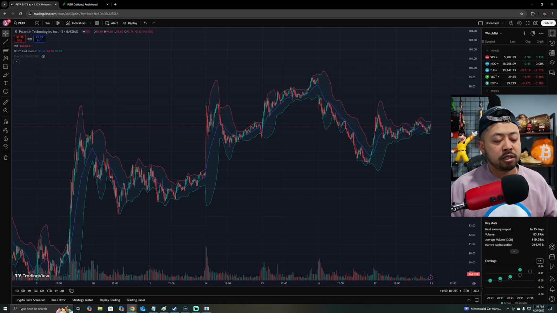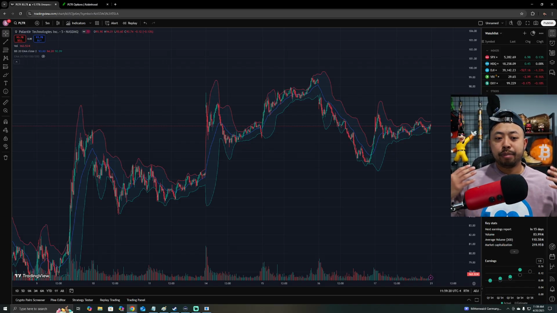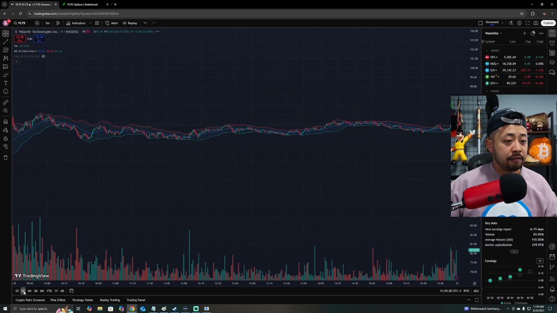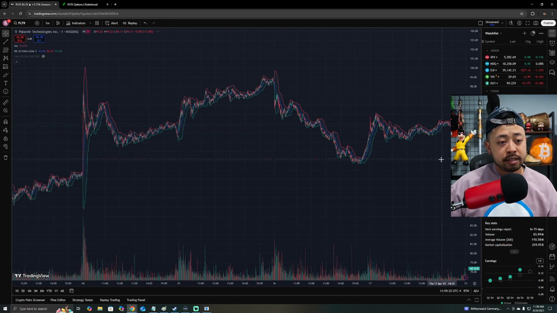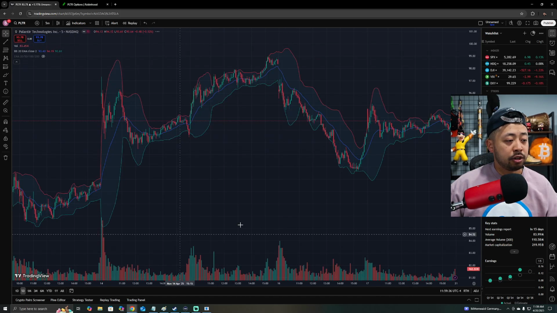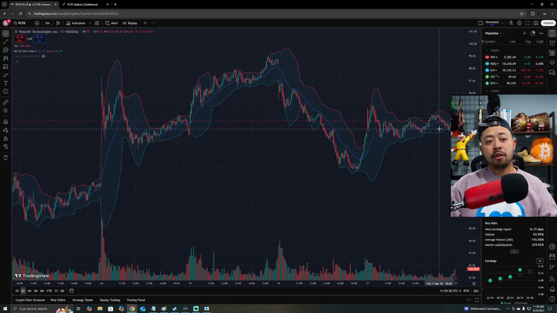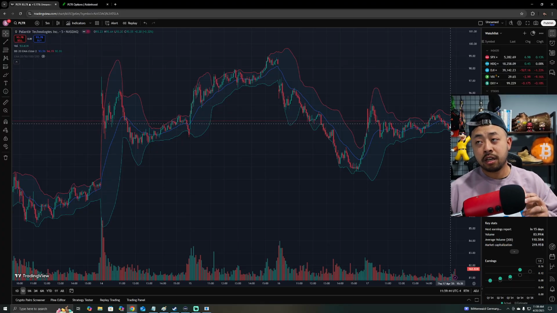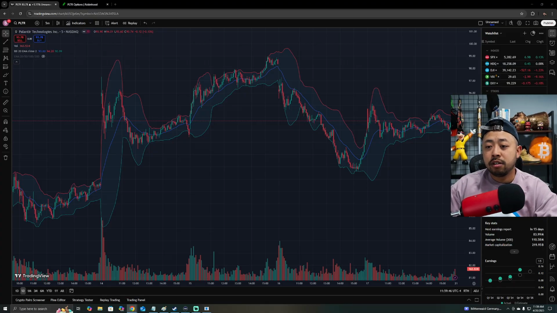Simply speaking, it shows the potential of how high something can go and how low something can go within a certain amount of time. I personally look at this on the 1 day and the 5 day, which should look pretty similar. When you look at it, when things are this close together, if everything's super close together, that means there's not a lot of volatility in the market. That's pretty much the first part.